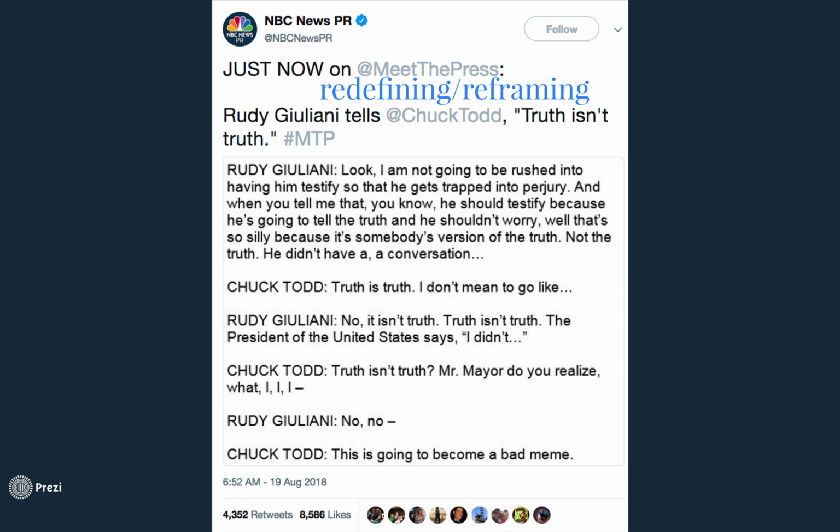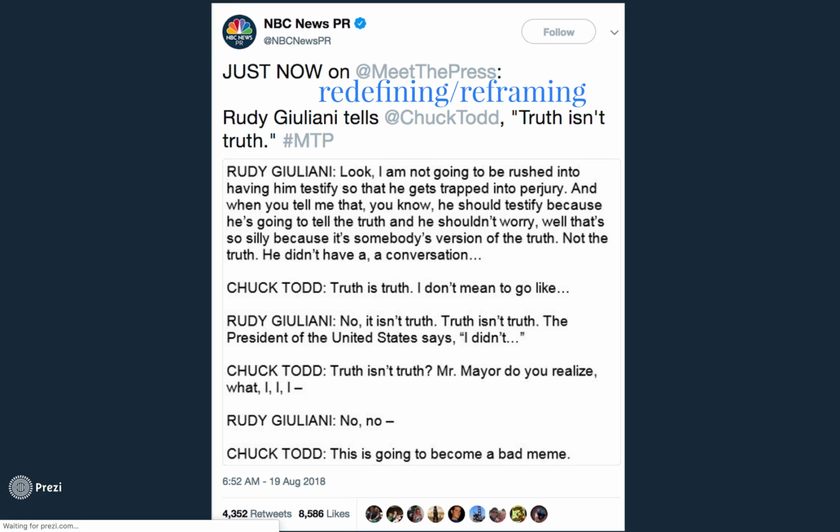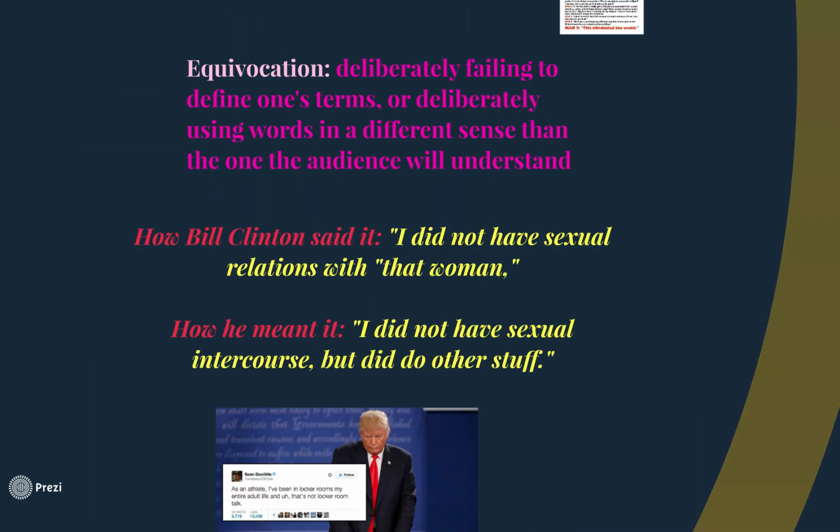This can go for how you redefine terms and reframe terms. So a very infamous interview with Rudy Giuliani saying that truth is not truth. It's somebody's version of the truth. And the president says that the truth is not truth. So it's fascinating to have somebody say, oh, this word actually doesn't mean this thing at all. What you think is true is actually not true at all. Which is why I'm going to move ahead.